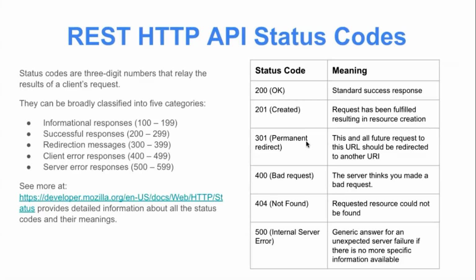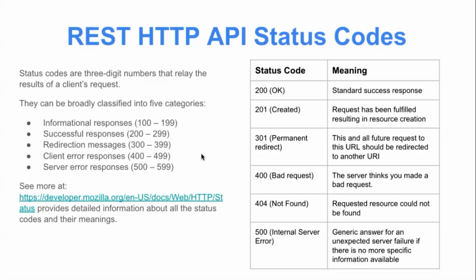Then the server error responses, which range from 500 to 599, are essentially for when there's an error that's being made on the server side. A very common example of this is the 500 status code, which is an internal server error. And this is just the generic answer for when there's an unexpected server failure and there's no more specific information made available by the server as to why this happened.